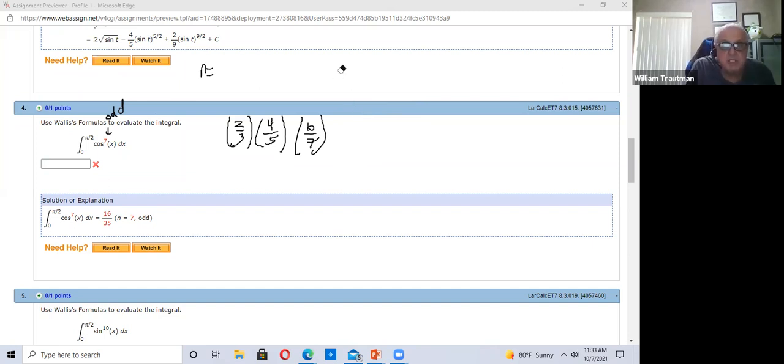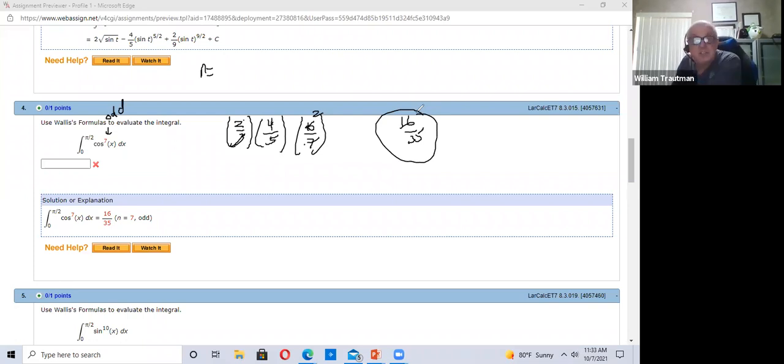And then we multiply these together. 8 times 6 is 48. Or you can do this: you can cancel that with this. And now you get 2 times 4 is 8, times 2 is 16. 5 times 7 is 35. And there's our answer.